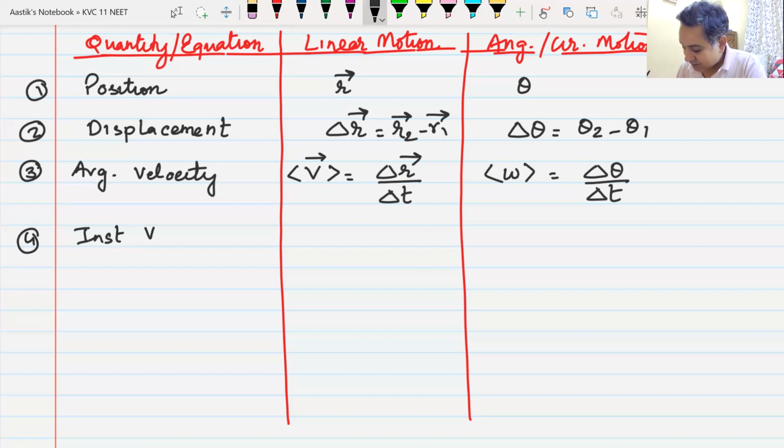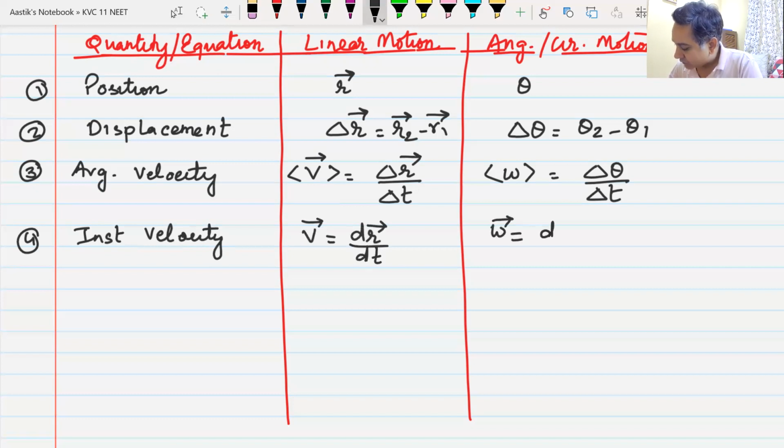Then we had instantaneous velocity. Velocity at any instant. We called it V vector. It was dr vector by dt. Here it is omega vector, d theta by dt. This d theta is a vector quantity and therefore it is a vector.